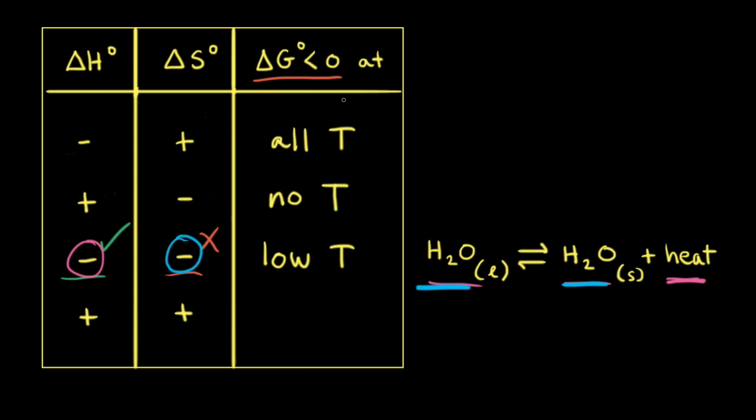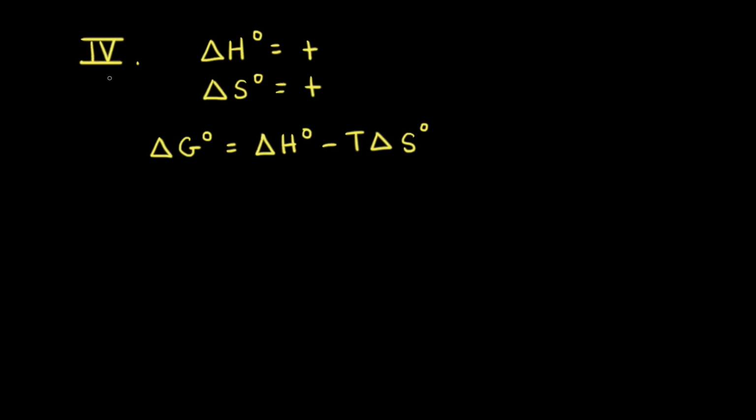For this combination of signs, delta G naught is negative only at relatively low temperatures. Therefore, the forward process of freezing is thermodynamically favorable at low temperatures. And this matches with what we already know about water. Water freezes at a relatively low temperature.